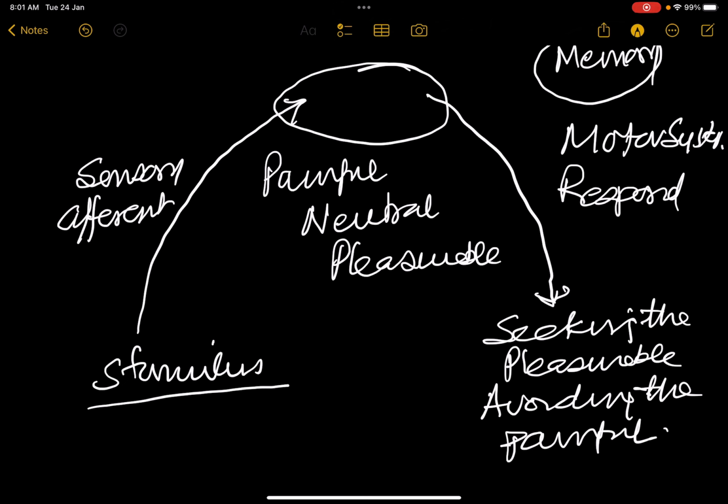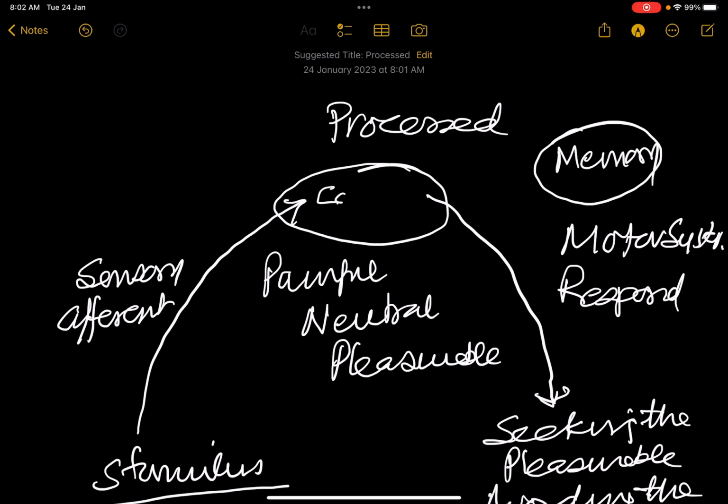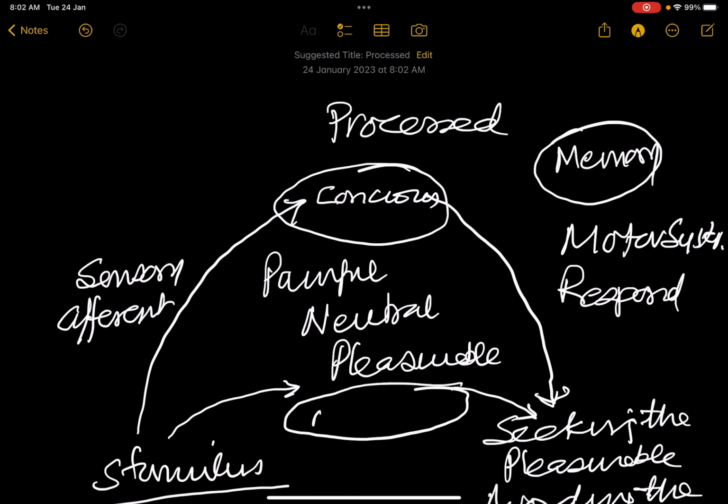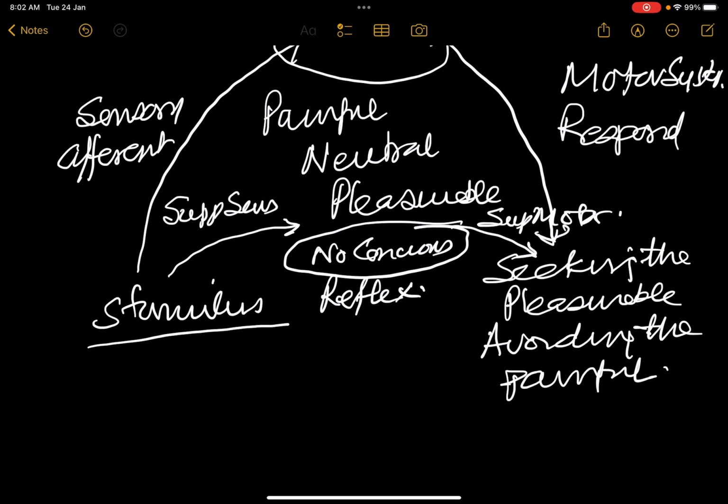Now, supporting this system, here always memory and consciousness is involved. So, this is the conscious system. But supporting this, there is a system where there is no consciousness involved, and this is called the reflex system. So, with the sensory and the motor system, there is a supportive sensory and supportive motor system, and the center of this reflex system is the cerebellum.